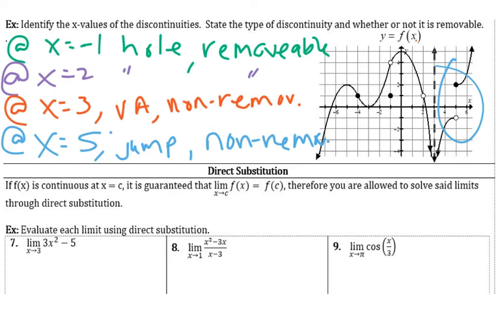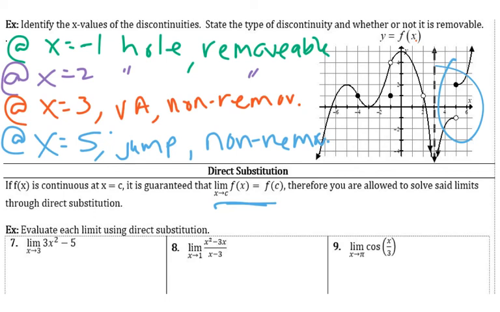So the next thing we're going to talk about is direct substitution. Direct substitution basically says if your function is continuous, then by definition the limit of the function is exactly the same as the value of the function when you plug in that number. That is how we defined continuity.